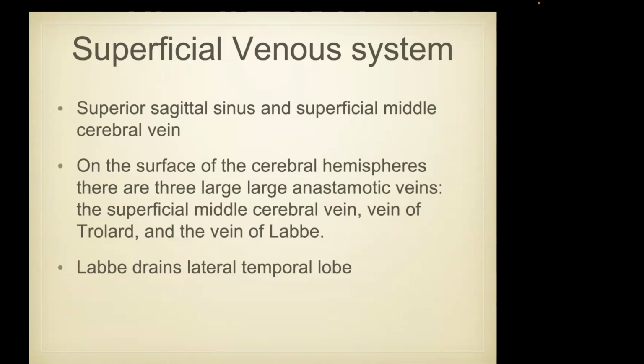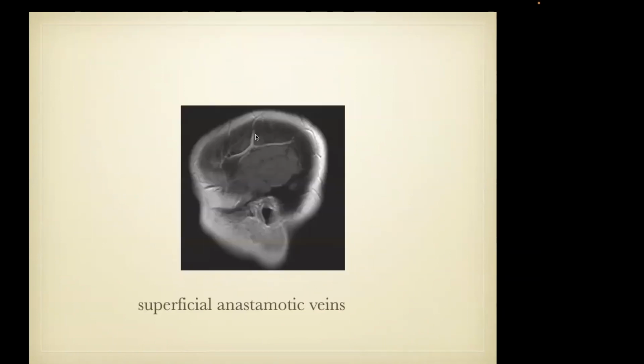The superficial venous system is composed of the superior sagittal sinus and superficial middle cerebral veins, vein of Labbe, and vein of Trolard. These are the three large anastomotic veins. Again, middle cerebral vein, vein of Trolard, and vein of Labbe, and the Labbe drains the lateral temporal lobe. Some people call this the Mercedes sign, but again, the superficial middle cerebral vein runs from posterior to anterior, the vein of Labbe runs anterior to posterior, and the vein of Trolard drains from inferior to superior.